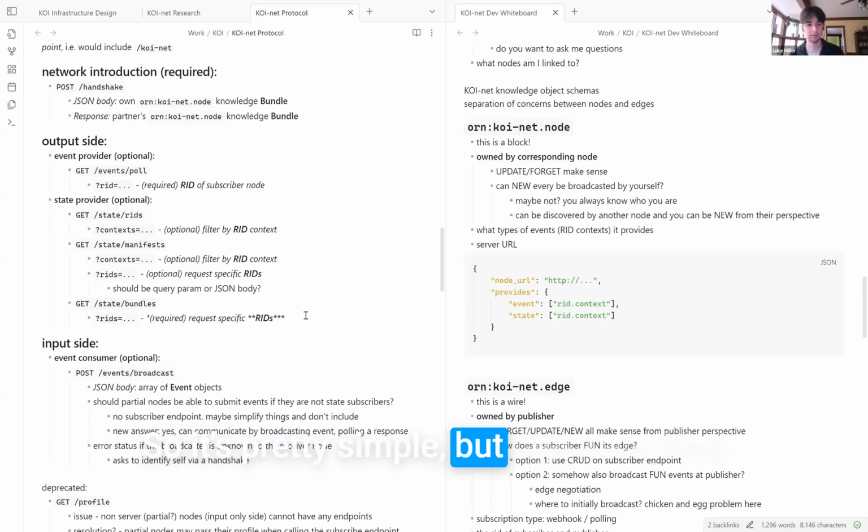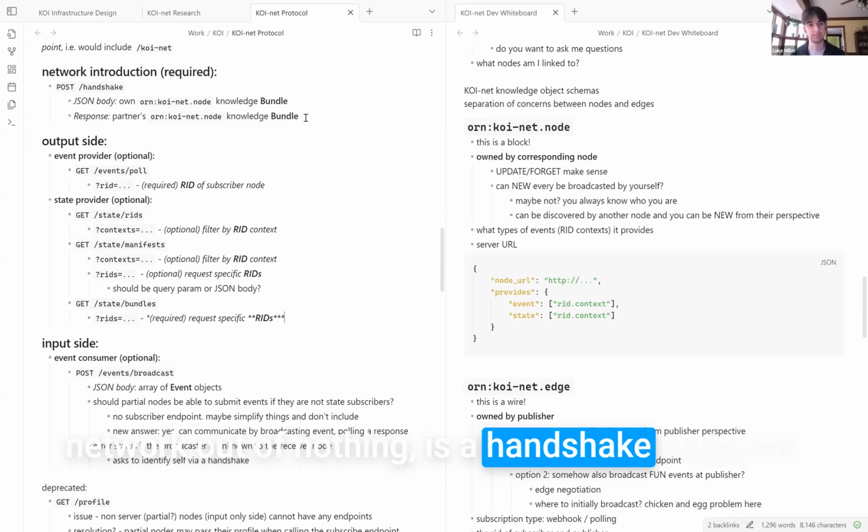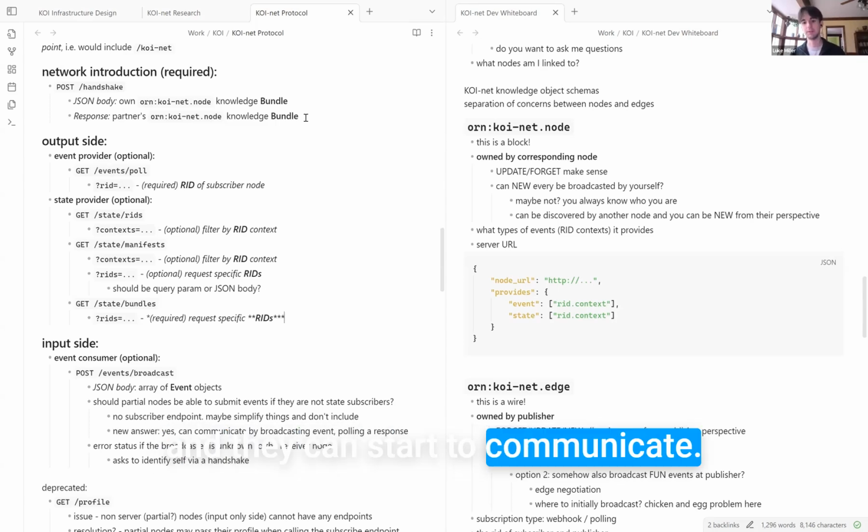So it's pretty simple, but these are sufficient to communicate and propagate events, and also transfer the internal state of nodes between each other. And then the final endpoint is a special case, but it's necessary to start building a network out of nothing: a handshake endpoint. A node queries another node, and it sends its own profile, its own meta knowledge object about itself. And then it receives the same thing back from the other node. So two nodes shake hands. Now they know about each other and they can start to communicate and decide if they want to link together.